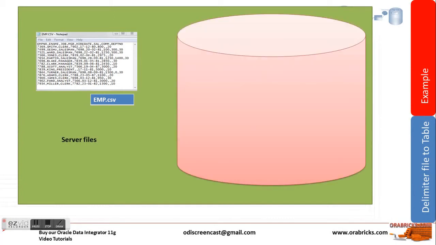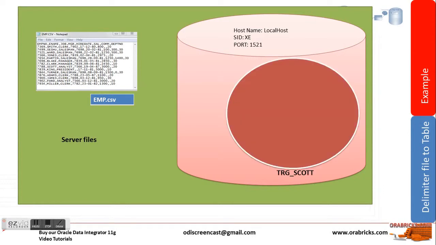We have a database within the server, running on port number 1521, and the service ID of the database is express edition, that is XE. And you have a schema called trg_scott in this database server, and your target table is within the trg_scott schema, and the name of the target table is trg_emp.